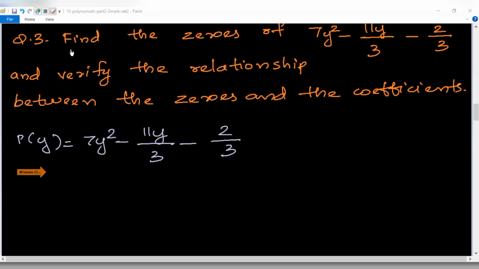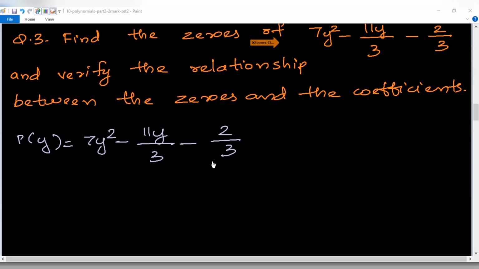This is our next question. Find the zeros of 7y square minus 11y by 3 minus 2 by 3 and verify the relationship between the zeros and the coefficients. So this is the given polynomial p of y. Here the variable is y. So 7y square minus 11y by 3 minus 2 by 3.